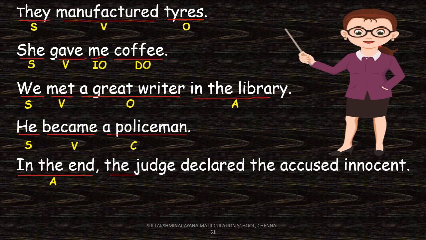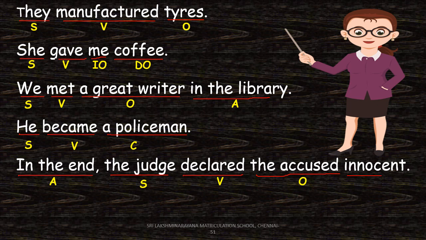And doer of the action, who declared? It's the subject, the judge. And declare denotes the action. So declared is the verb. And the accused, whom the judge declared as innocent, children, the answer is accused. If the answer comes to the question whom, then that is the object.